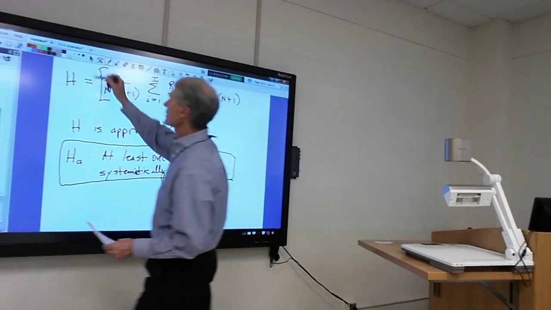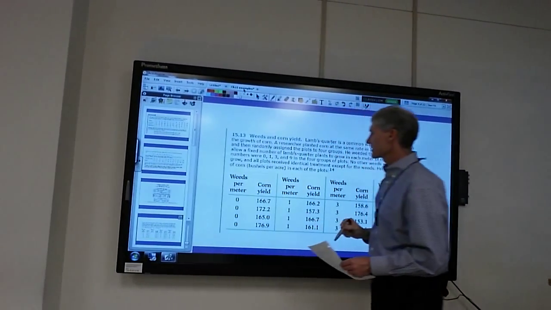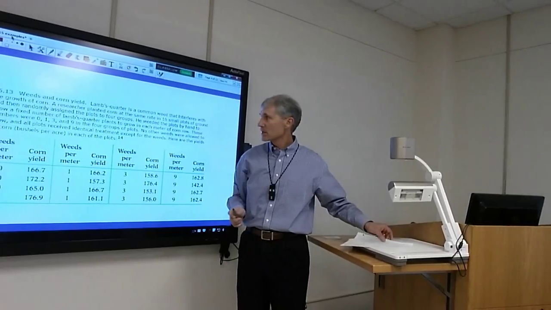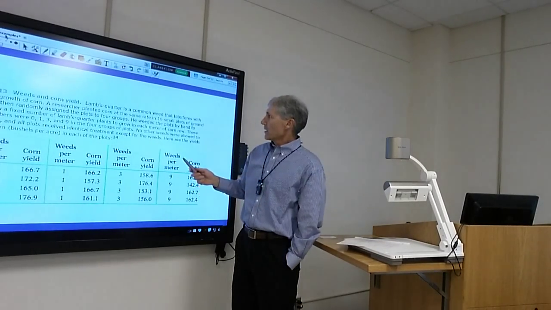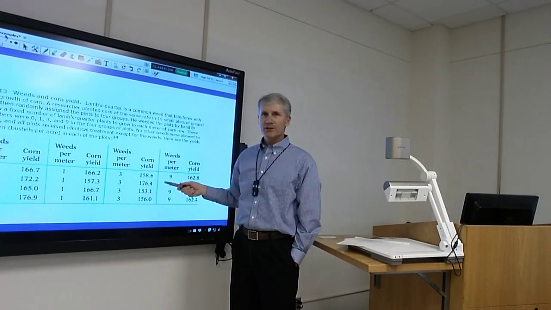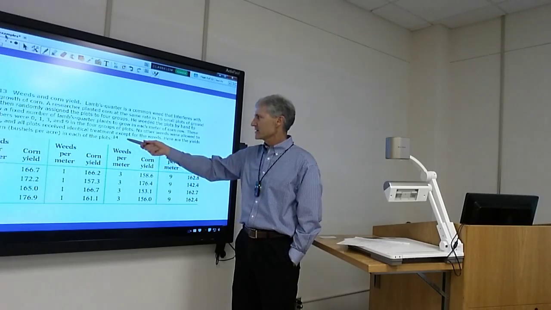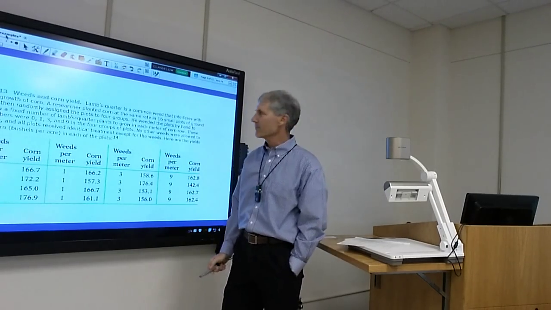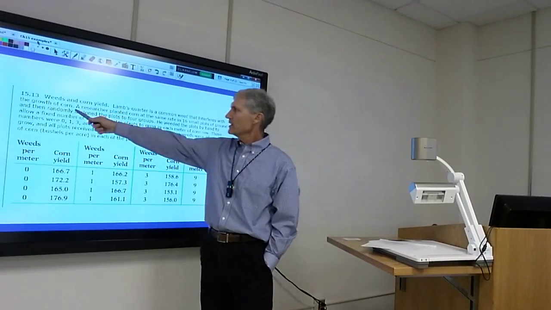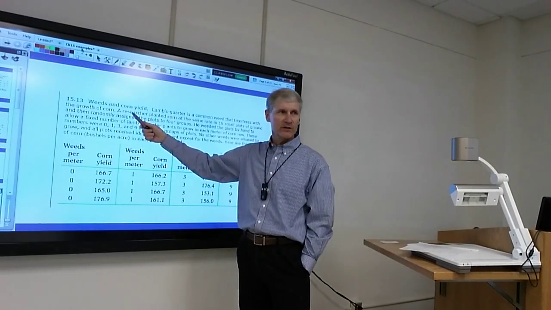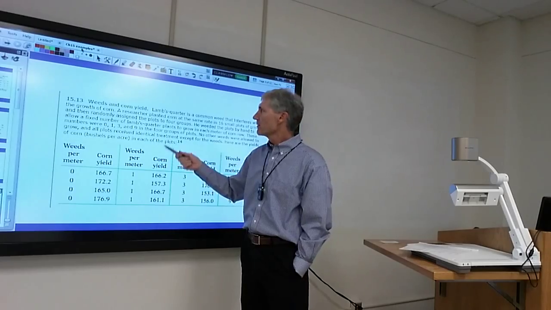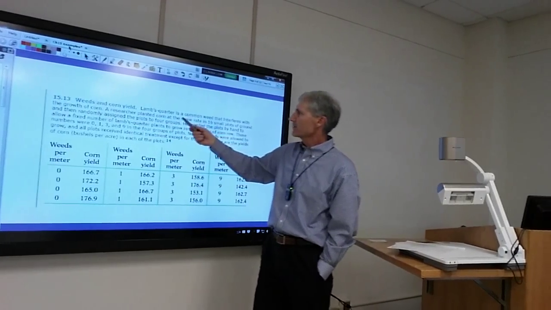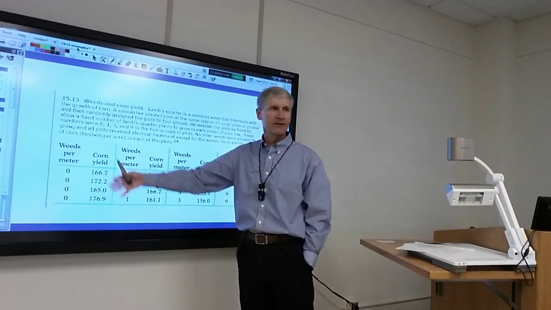Okay, so now take a look at an example. This example is in the book. An agricultural experiment, and this is actual data. He's got a footnote to this, to the paper that was published, but it's about weeds in the cornfield and what the yield is of corn, depending on how many weeds are in that field.